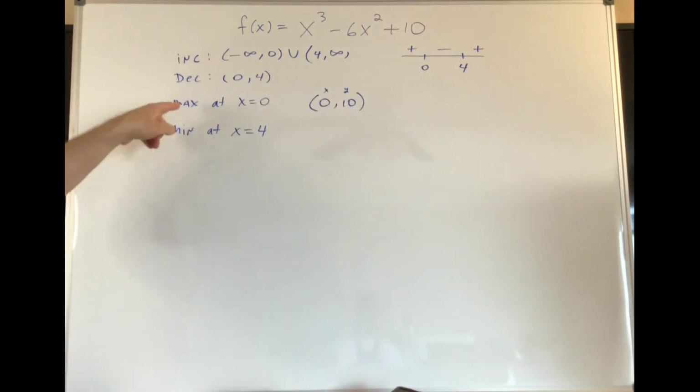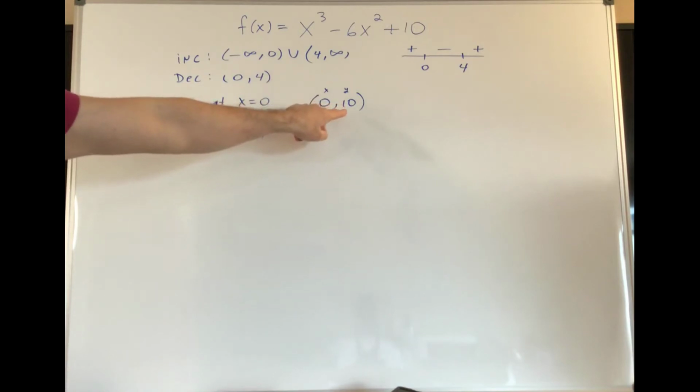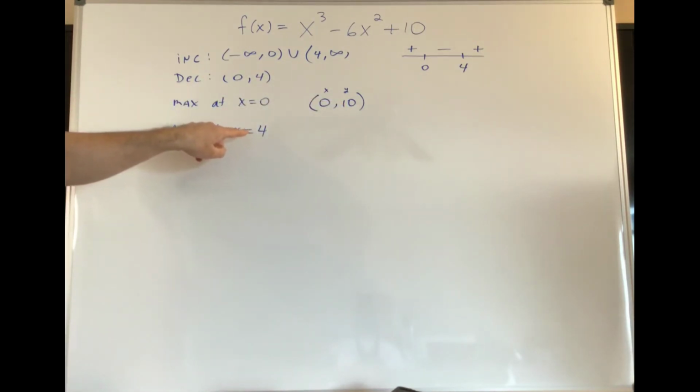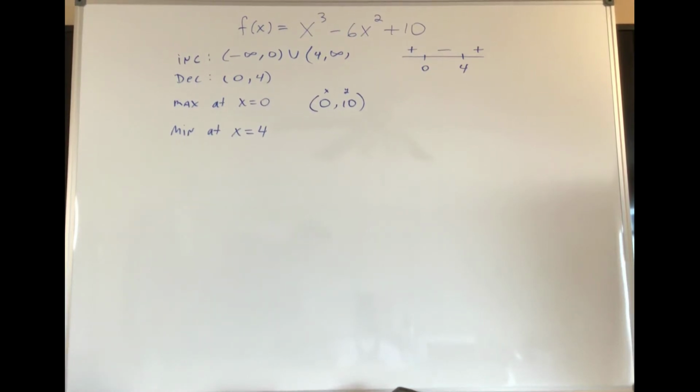I'm looking for the maximum y value. This 10 is the biggest y value. When I plug in 4, I'm going to get the minimum y value. So I'm going to do it. It's boring to watch me do it, so all of a sudden it'll just appear.